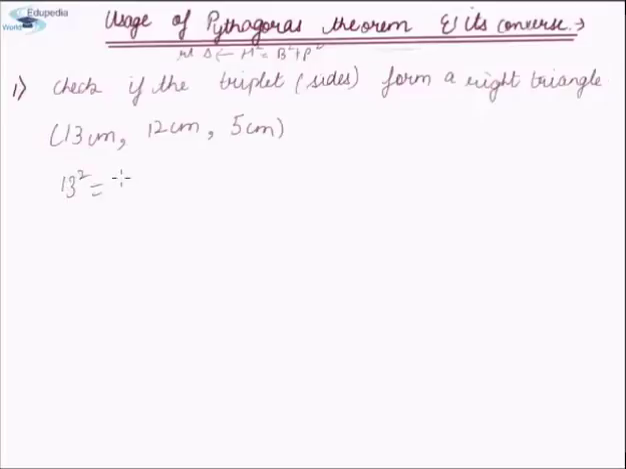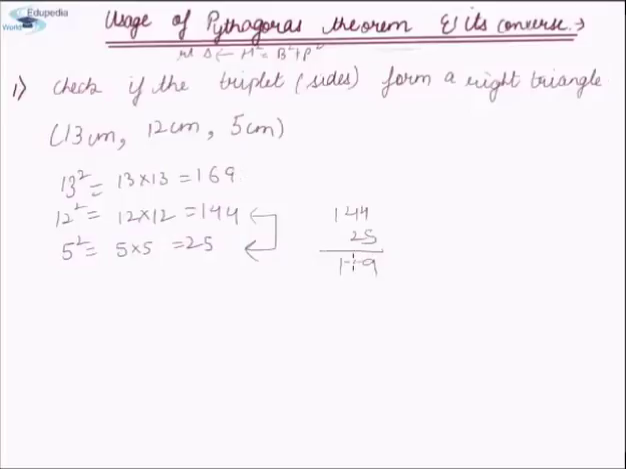So 13 square will be 13 into 13, that is 169. 12 square is 12 into 12, which is 144. And 5 square is 5 into 5, which is 25. So clearly the shorter squares are these. So we will add up these two squares to check whether they are equal to the bigger one.